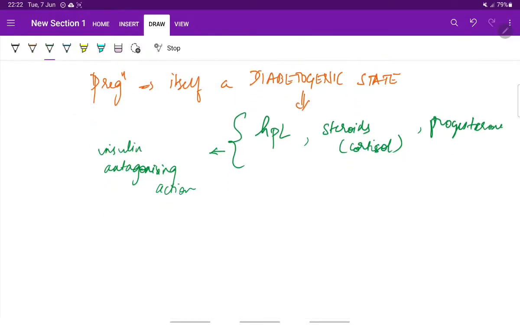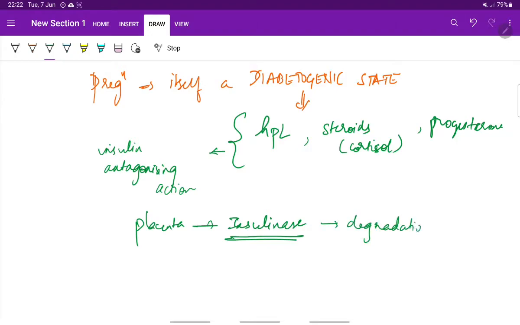And also the placenta secretes an enzyme called insulinase, which is responsible for the degradation of insulin. This in turn adds on to the diabetogenic state.